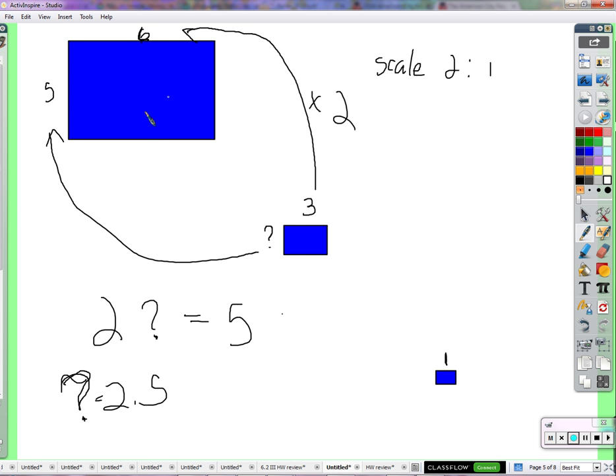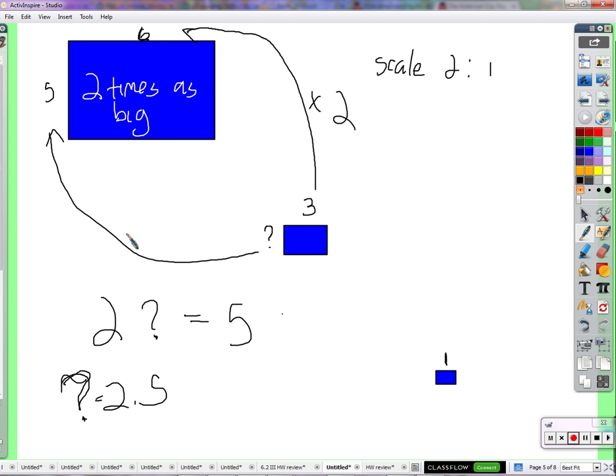Bye-bye. So what we're saying about this figure is that its side lengths are 2 times as big as these side lengths, right? So we came up with 2.5 because 2.5 is the number that you can multiply by 2 and get up to this side length of 5. So if this side length is 3, which is half as much as that, this side length should be 2.5 because that's half as much as 5. It's not a matter of subtracting numbers away, because that's not how scaling things down works.